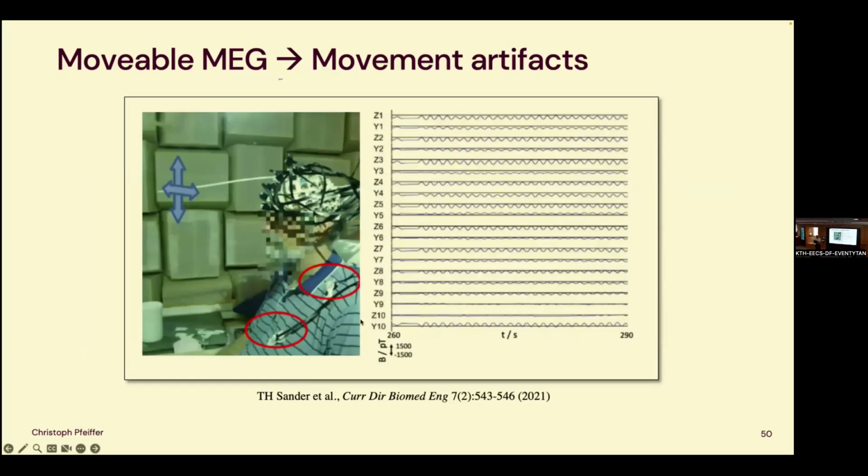This was a test where they moved around the helmet, and you see very clearly the movements in the sensor signal. If you have, for example, a 1 nanotesla field, and then you rotate just a few degrees, you're going to get picotesla changes in the field, which is again much higher than what we want to look at. So this is going to mask the signal you want to look at.